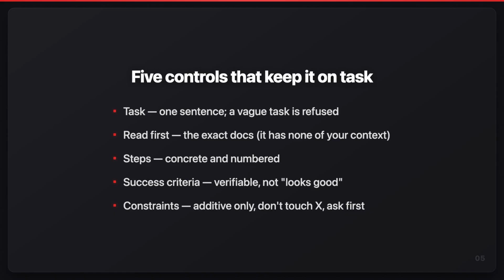Fresh context means no contamination from your tangents. Explicit constraints mean it can't quietly redesign your repo. That's keeping it focused, and under your control, made mechanical instead of hoped for.